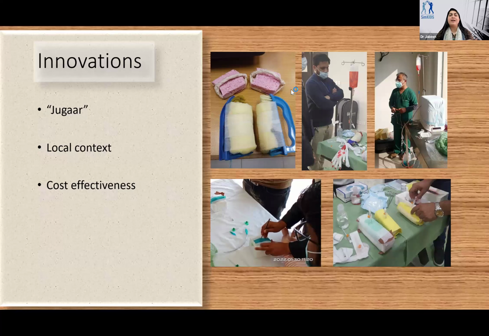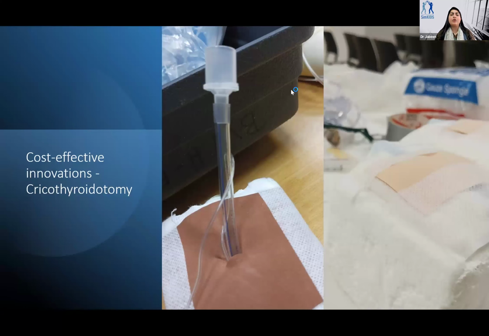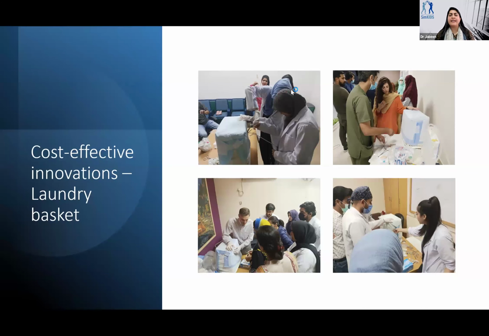Some of the examples are these old, empty medication bottles that they are using for sim purposes. These are defibrillators they have created from brushes. From gloves they have created these hand or finger injuries. Then this is a cricothyroidotomy model that they have created with simple homemade equipment. It's a laundry basket that was converted into a chest tube model, because remember, a laundry basket has holes which can mimic the holes between the ribs.